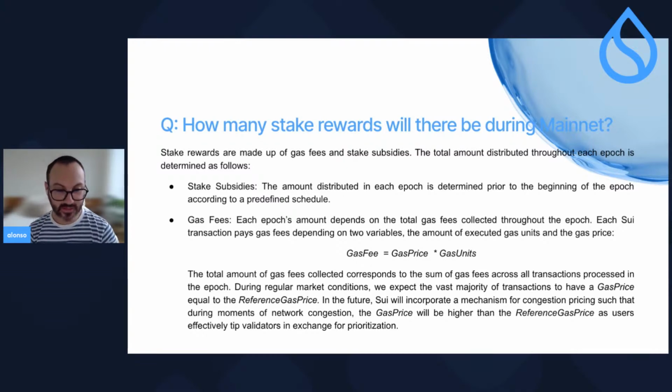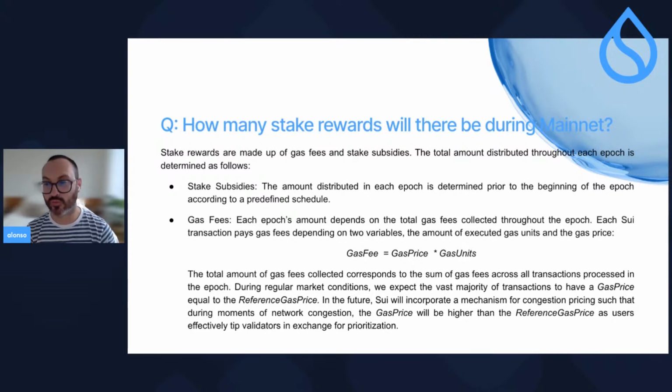Gas fees, digging in a little bit deeper: every transaction pays, in terms of gas fees, the gas units that are required to process and execute that transaction times the gas price. And the gas price in Sui is a fairly rich model with an item called the reference gas price that is set by validators at the beginning of every epoch. And basically, it's a way of constructing a market for what the gas price should be relative to where the Sui token price is.